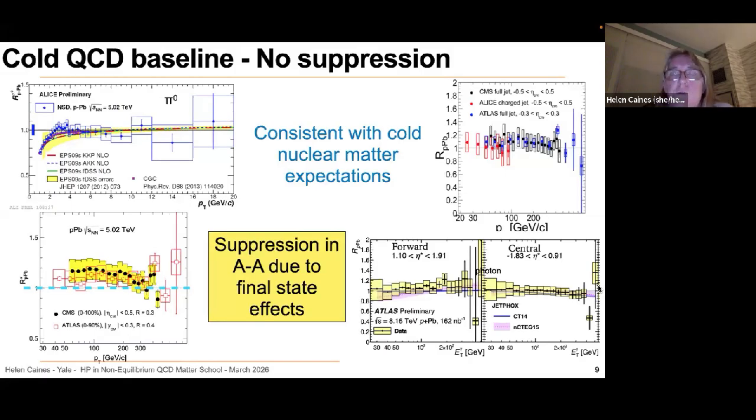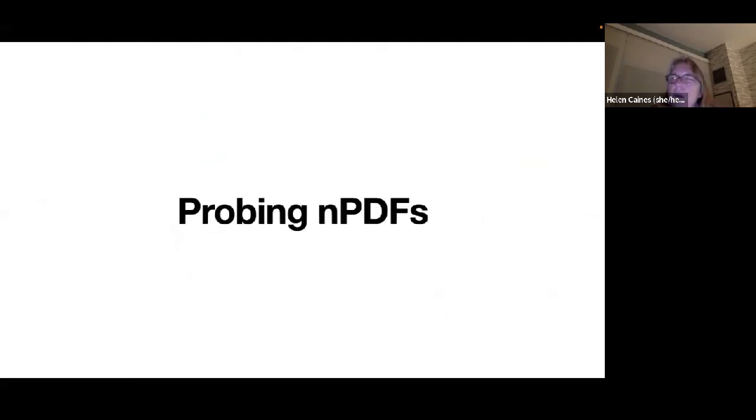And this was one of the key results that came out of colliding p-A. I've shown you here only the results from the LHC, but we have very similar results that come out of RHIC as well. So we can see that it's a final state effect, there's very little effect from the cold QCD. It's a final state effect in AA.